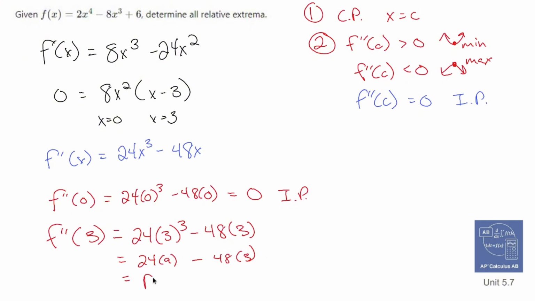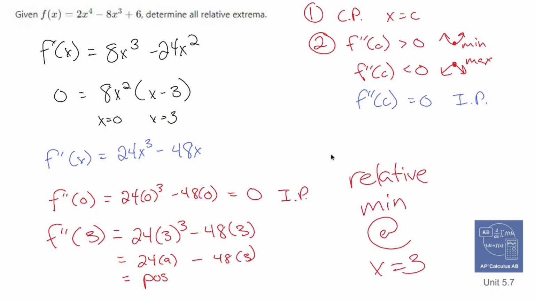So based off of that information, I'm just going to say it's positive because it is. So f double prime of 3 being positive tells us that we have a relative minimum at 3. So the relative min is going to exist at x equals 3. That's how you do it.